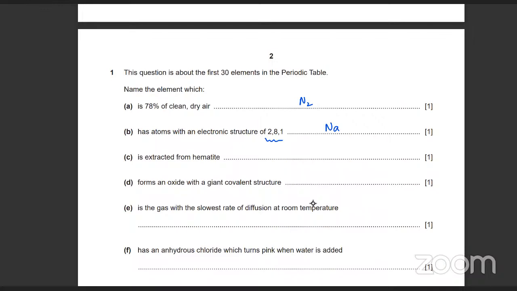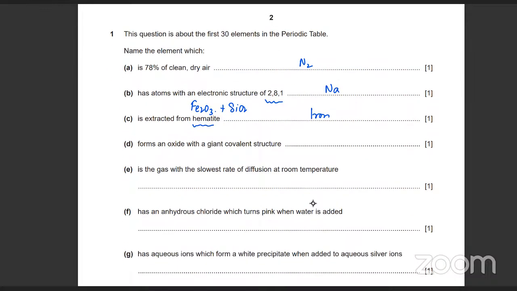It is extracted from hematite. What is hematite? Iron. Okay, that's iron, the ore of iron. Iron ore is hematite. It's Fe2O3 with a lot of impurities. The main impurity is actually sand, SiO2. We will cover that later in metals, but this is iron.